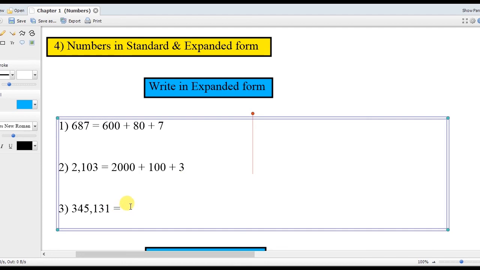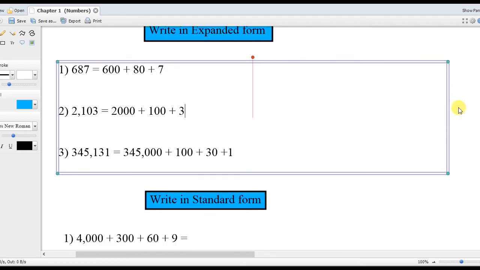Next. So this is 300,000. Then we have 45,000, sorry, 300,000, then we have 45,000. Or we can directly write it as 345,000. Then 100 plus 30 and plus 1, right?